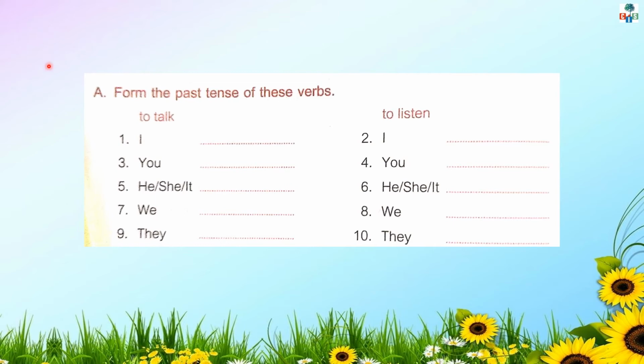See page number 78, exercise A. Form the past tense of these verbs. Now children, here two verbs are given, to talk and to listen. And you have to form the past tense of these verbs. For the numbers 1, 3, 5, 7, 9, we will form the past tense of the verb talk, and for the numbers 2, 4, 6, 8, 10, we will use the past tense of the verb listen. Number 1, I talked. Let's see number 4, you listened. So like this, try to form the past tense of these verbs.